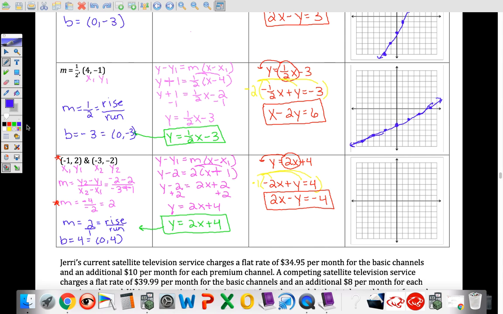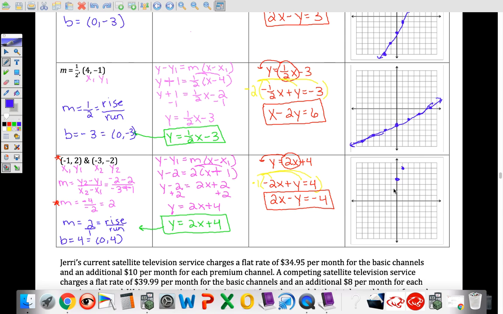Alright, and the last thing we have to do here is just plot our points. So I start with my y-intercept, that's your starting point, (0, 4). So 0, 1, 2, 3, 4. And then my slope says I'm going to go up 2 and over 1. So up 1, 2, over 1. Up can't go anymore.